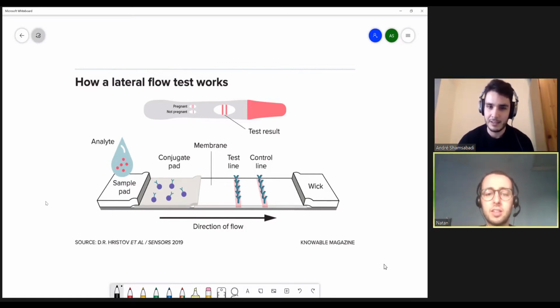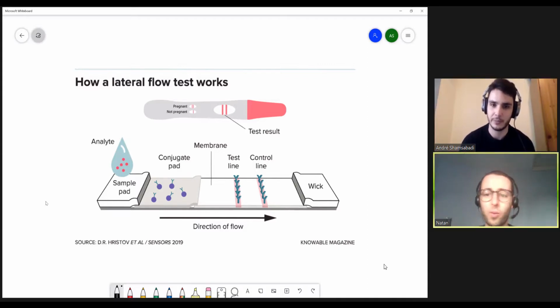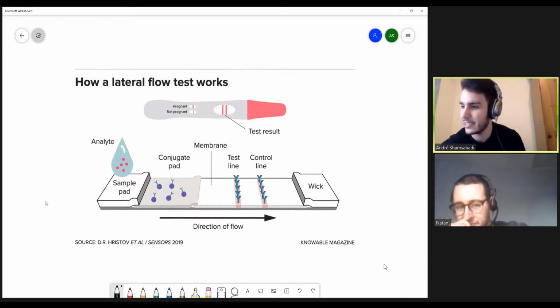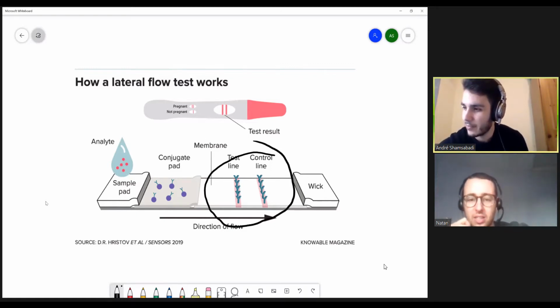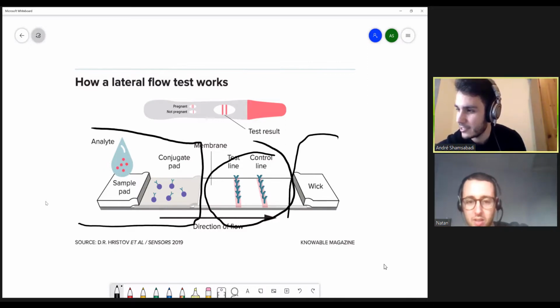Okay. If you didn't have COVID, there would be no sandwich to form, and the reporter signal would just flow right through. It wouldn't be grabbed by this test line. Exactly. It wouldn't be immobilized on the line. It would just flow straight through to be picked up by the wick, and the wick is not visible. So when you look at any of these lateral flow devices, you can only see the area here. Like that's where the test results oval is above it. Yeah. Everything to the left and to the right is not visible.